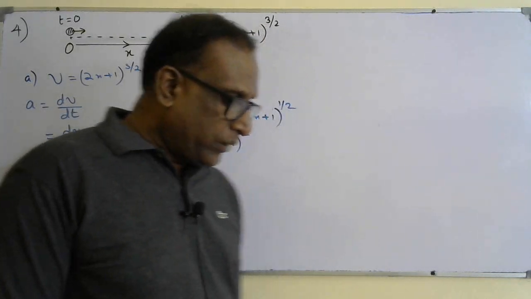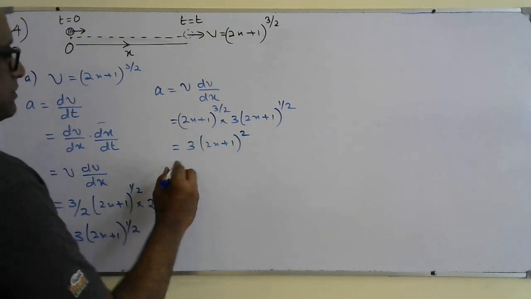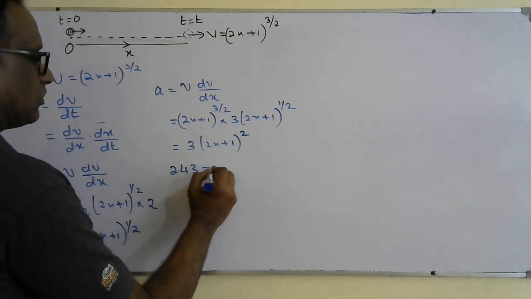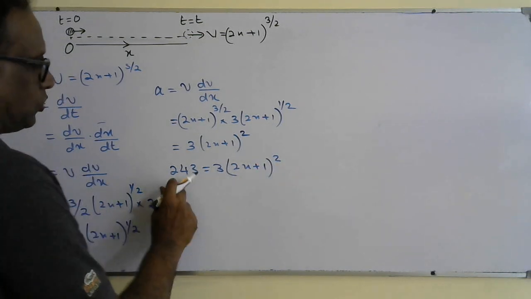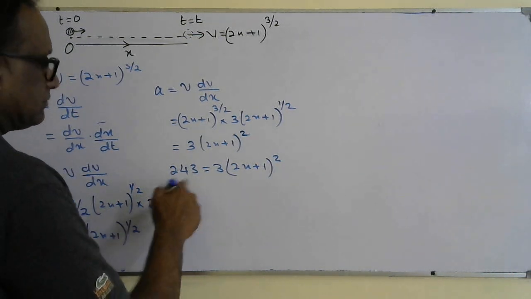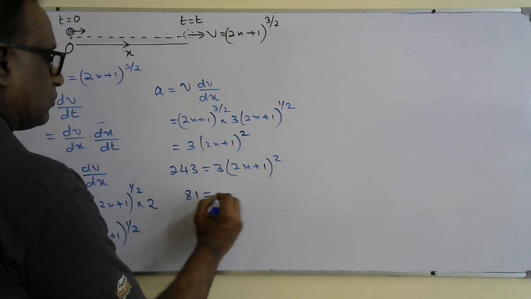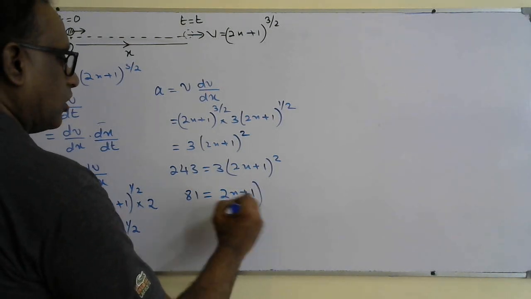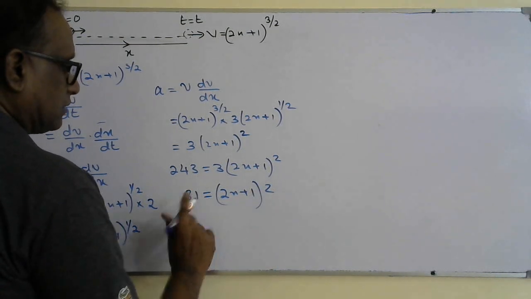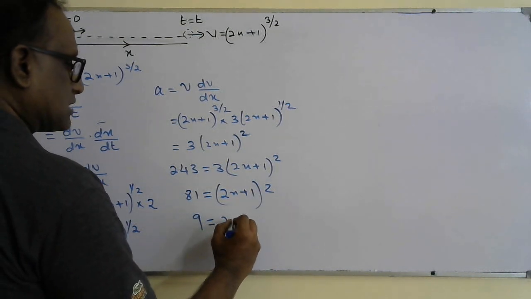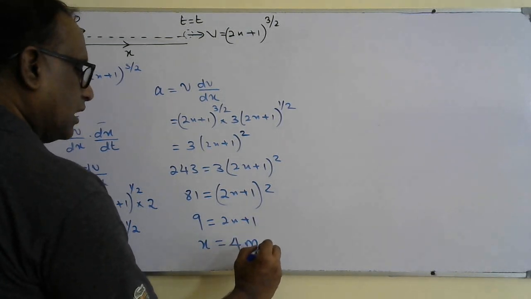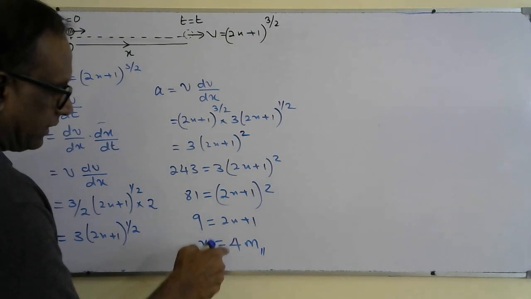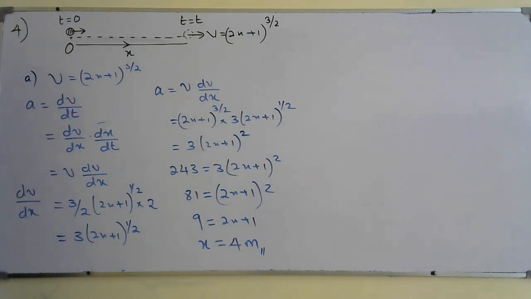Okay, so when the acceleration is 243, substitute 243 equals 3 into 2x plus 1 all squared. 243 divided by 3, that is 81, equals 2x plus 1 all squared. Take the square root, this becomes 9 equals 2x plus 1. So x is going to be 4 meters. So when the acceleration is 243, x is 4 meters.